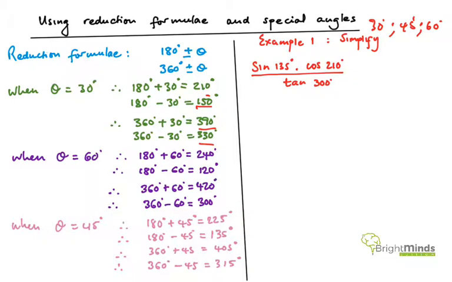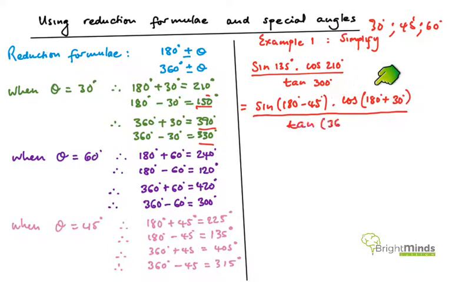So therefore, I can write that 135 as 180 minus 45, as well as 210 degrees can be reduced. Yes, 180 plus 30 degrees is 210, right? As well as tan of 300 can be reduced using a reduction formula and special angles. Yes, 360 degrees minus 60 is 300. So I can write that as sine of 180 minus 45, which is 135, cos of 180 plus 30, which is 210, and then 360 minus 60 degrees, which is 300.